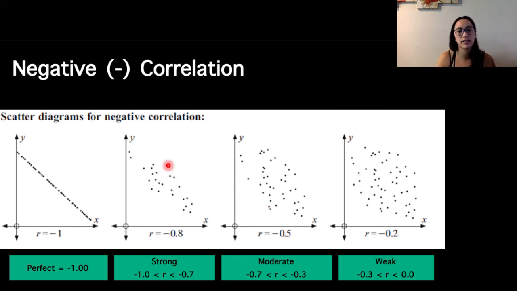But we can still see that they have this downward slope, or a downward trend in which as one variable increases, the other one decreases. The values of R that we use are going to be the same, because remember, strength is determined by the value of R. The direction is determined by the slope of the line, whether it's positive or negative.